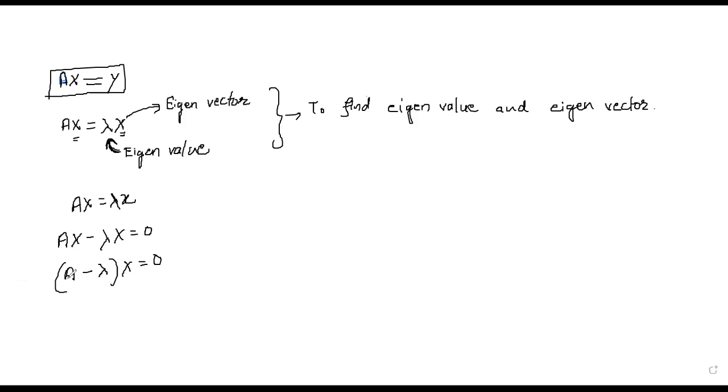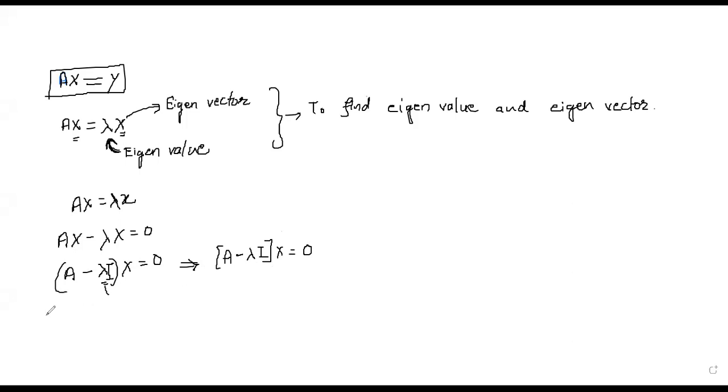Okay, so A is a matrix here, and lambda is a number. As I said, lambda is the value by which the vector changes its magnitude. So this is a number, and this is a matrix. So the subtraction is not defined here. So in order to make it possible, we multiply that lambda by I. So what we have is A minus lambda I times x equal to 0.